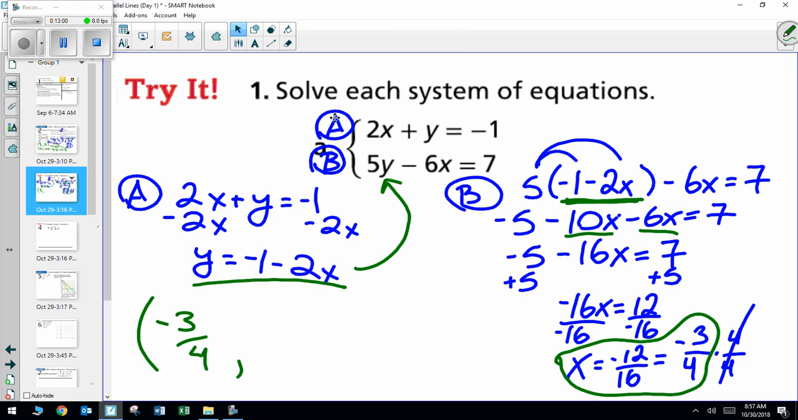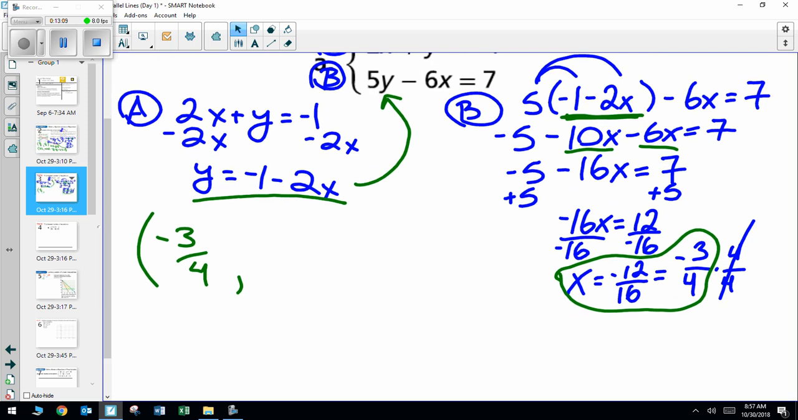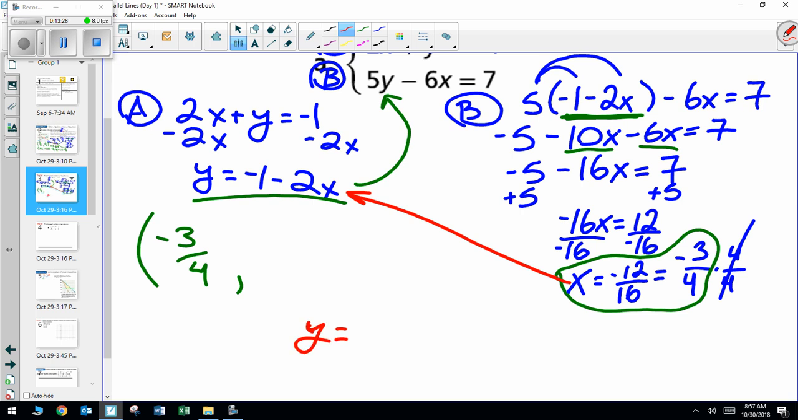What else do I need to find? Y. Still need to find y. How can I do that now that I know what x is? Plug in x. And the easiest equation to do that with is the one I already have solved for y. So yep, I'm going to take this x and I'm going to plug it in right there. So I have y equals -1 minus 2 times -3/4. Which again, if you have a whole number times a fraction, you can make them both fractions just by putting the whole number over 1.